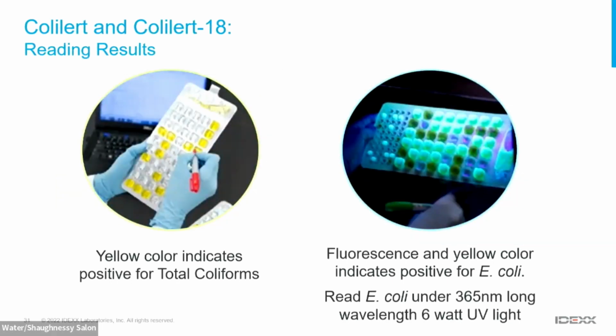Quantification is the same thing. Only difference here is that instead of counting like a yes or no, you're actually counting individual wells. So if you have wells that are yellow, you then look under a UV light and see if those yellow wells also fluoresce, and then you know how much E. coli you have.